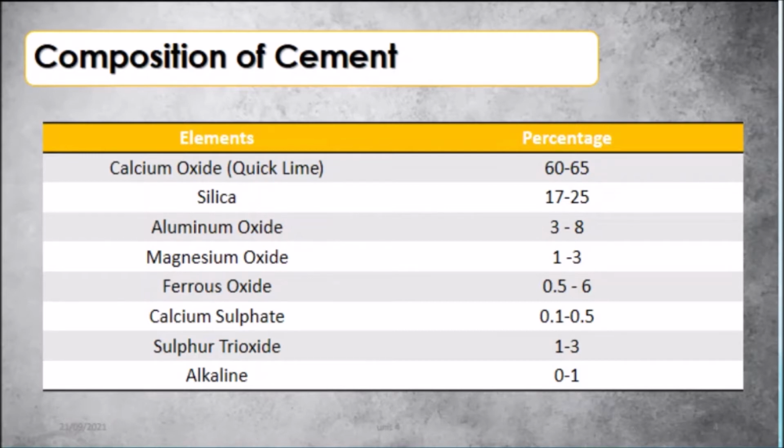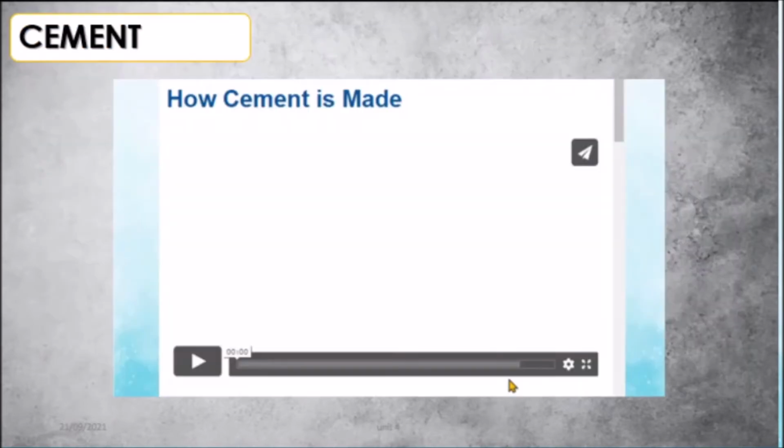Silica also imparts strength to cement. Alumina imparts quick setting property to the cement, and excessive alumina weakens the cement. Iron oxide imparts color to the cement. Also, at a very high temperature, it enters into a chemical reaction with calcium and aluminum to form tricalcium aluminoferrite, which imparts hardness and strength to the cement. Now, let's watch how cement is made.